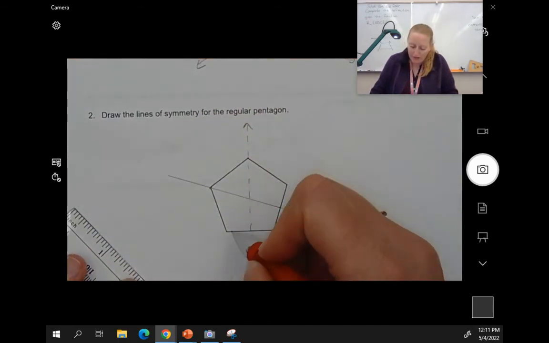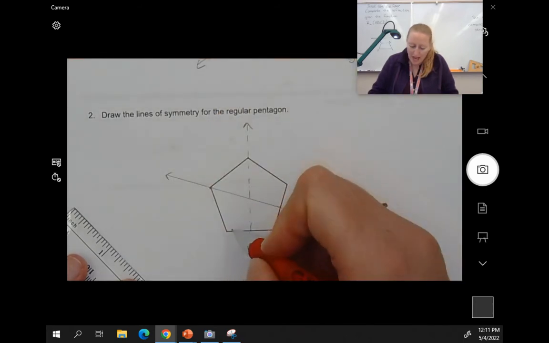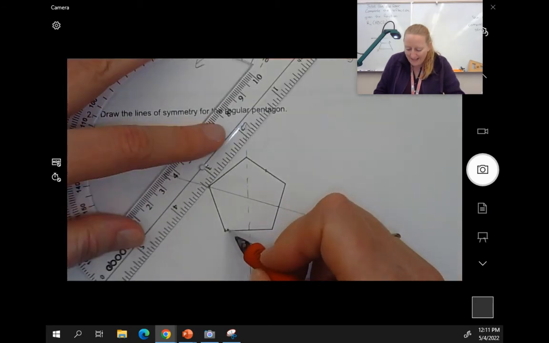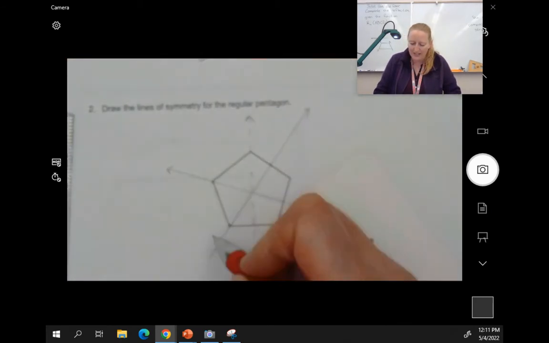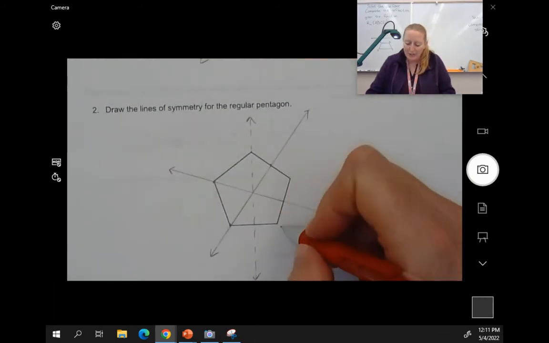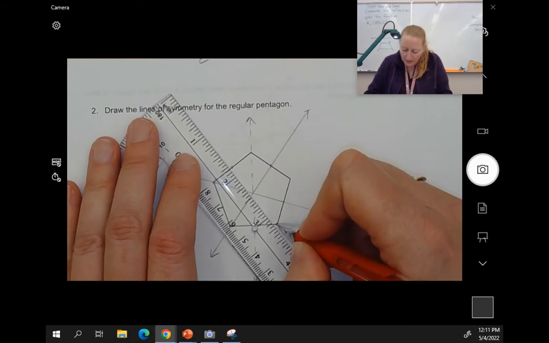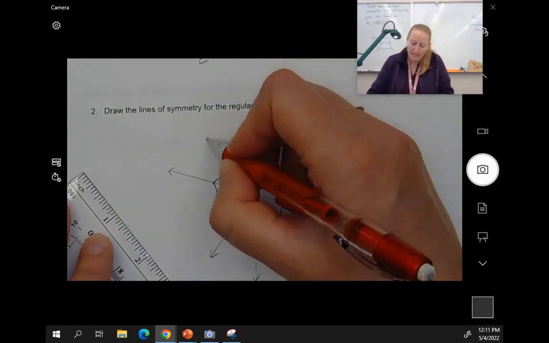I could do it from, you can make them dashed, you can make them solid. I'm not fussy. I can do it from this point to the center on the other side. Oh my goodness. Look at all these lines of symmetry. I could do it from this point, vertex, to the midpoint of the other side.